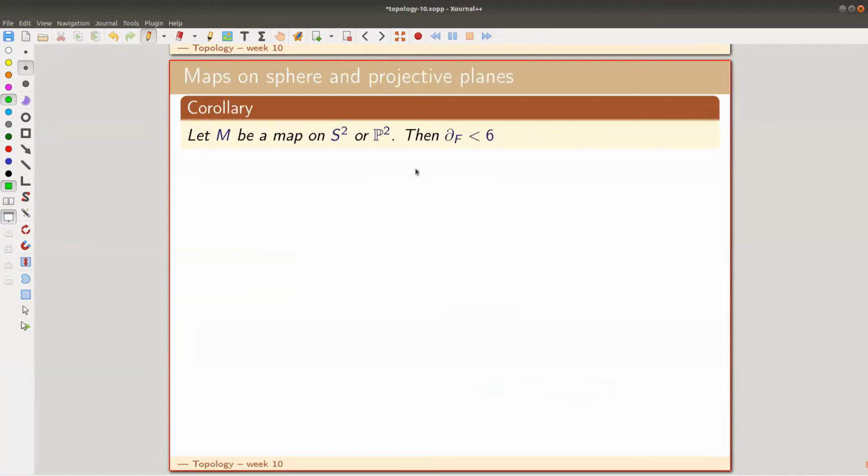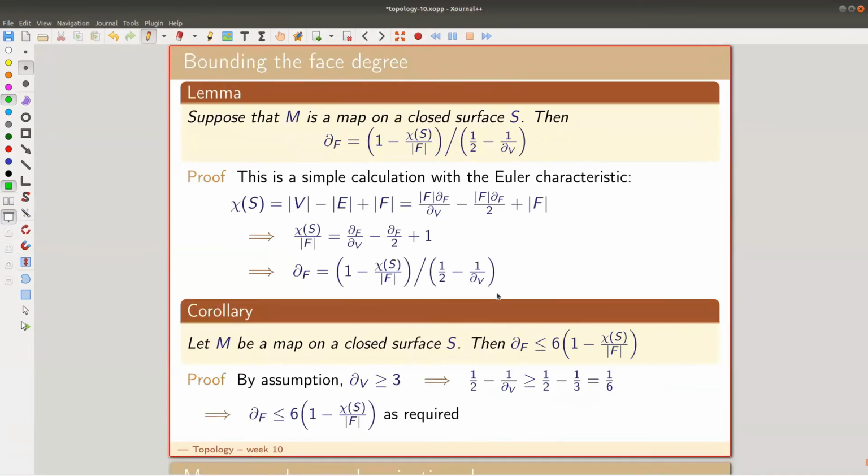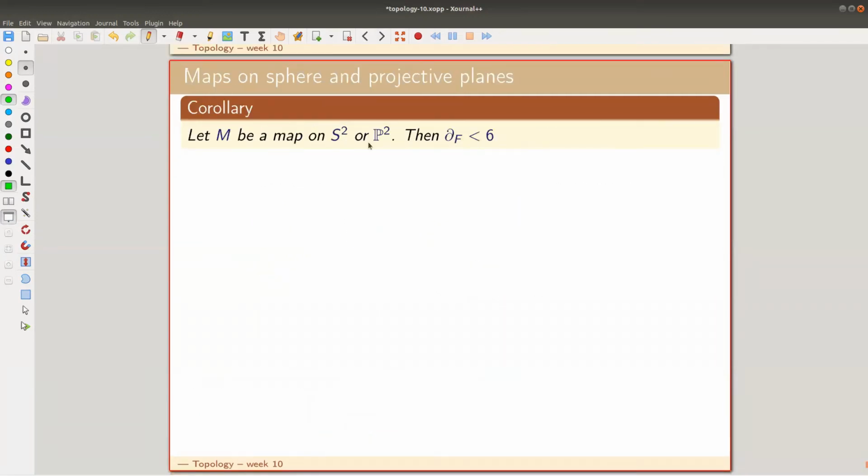Why is it good? So this one is just some technical playing with symbols, if you want. But this one is cool because for a map on S2 or P3, the average phase degree is at most 6, which is quite some step towards what we want to show. We can't do that today anymore. The proof will take a while, but we do that on Monday. But for now, this is just a statement. We have a map on either of those two.